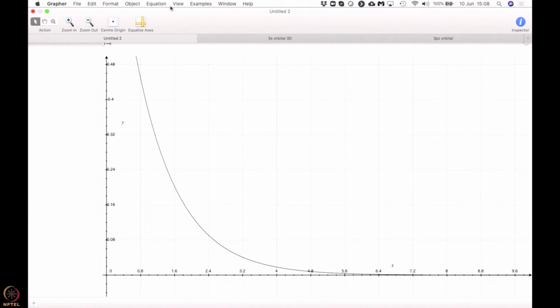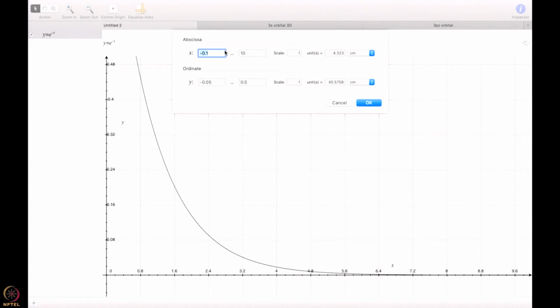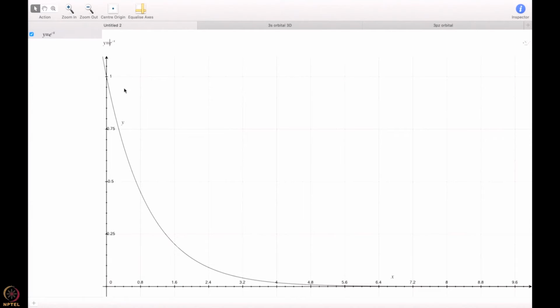So, let me change the frame limits, minus 0.1 to 10 is fine, it is just that the maximum will definitely go beyond 1. So, we will go to 1, I will make it 1.1. Okay. Please neglect the one that goes this side. This is a simple exponential decay. Now, this is a very drab one dimensional plot, is not it?